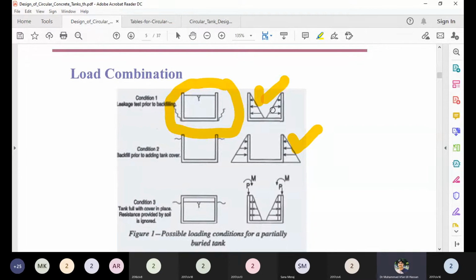First condition, the load from the inside of the tank is present. The second condition, the load from the outside of the tank is present. Now if you see the loading and the boundary conditions, you can say that the effect of the first case is opposite to the effect produced by the second case, and these two are giving us the opposite stresses in the walls and the base slab of the tank.